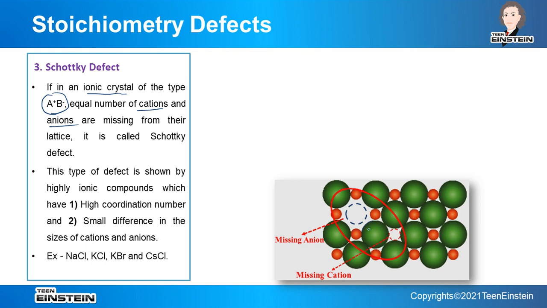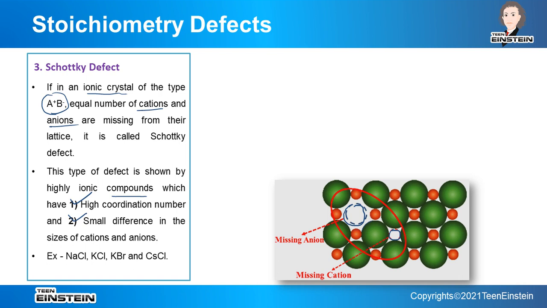From the picture you can see here the green sphere, that is anion because it is larger in size, and the orange spheres, they are cation. So here anion is missing and here cation is missing. So when one positive charge is missing, one negative charge is also missing. That means electrical neutrality is maintained. This type of defect is shown by highly ionic compounds which have high coordination number and small difference in the size of cation and anion.